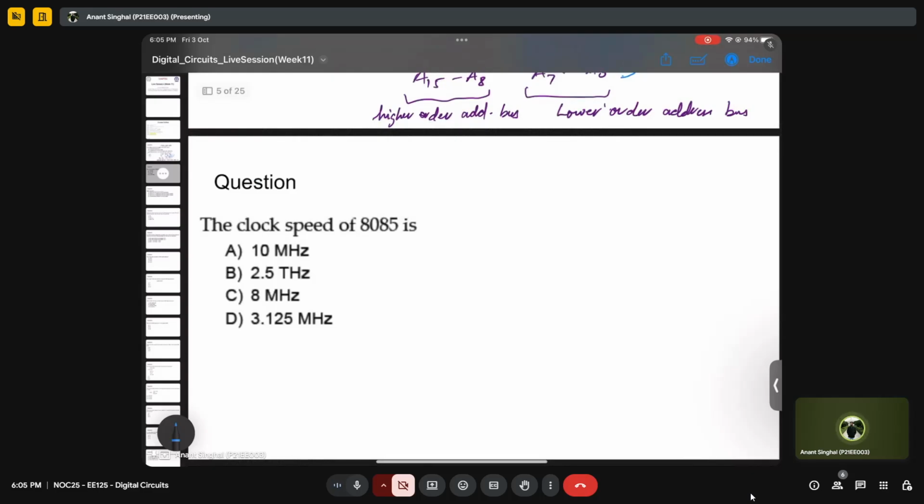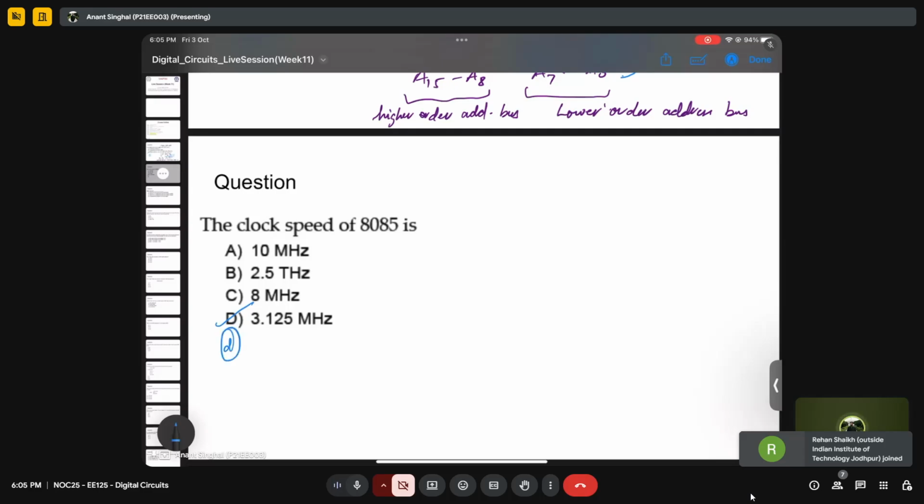It says the clock speed of 8085 is... We kind of covered this in the last class, but this is a precise question that has been asked. So the correct answer to this problem is answer D.